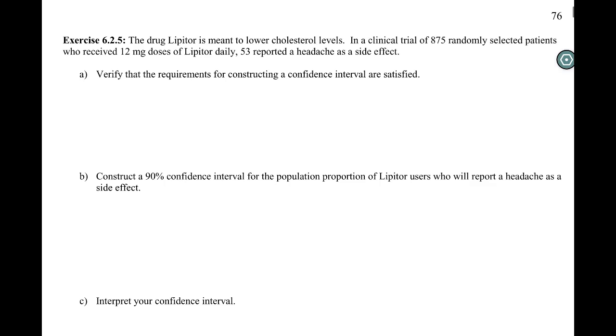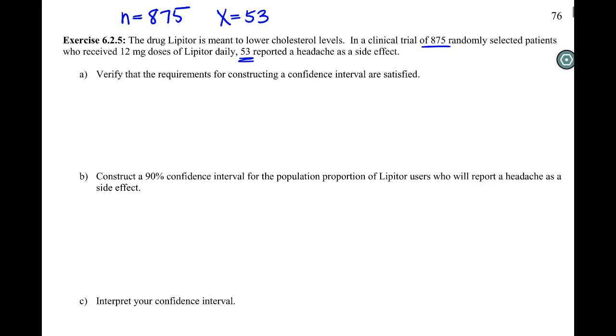So if we're going to go through our given information here, we were told how many people were in our trial. So we have our sample size. We were also told how many of those people, of my 875, reported a headache as a side effect. So we have an X, a number for a particular success, which in this case is having a headache as a side effect. They also gave us the amount of the dosage, but that doesn't particularly matter to us. So the first question here says, verify that the requirements for constructing a confidence interval are satisfied.